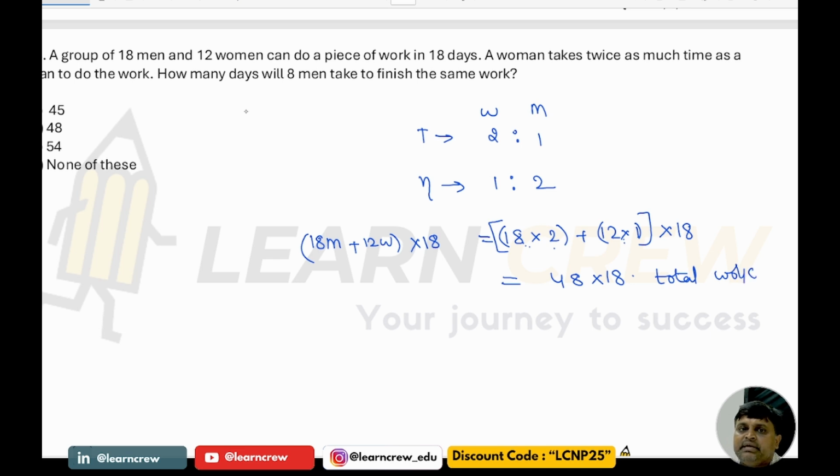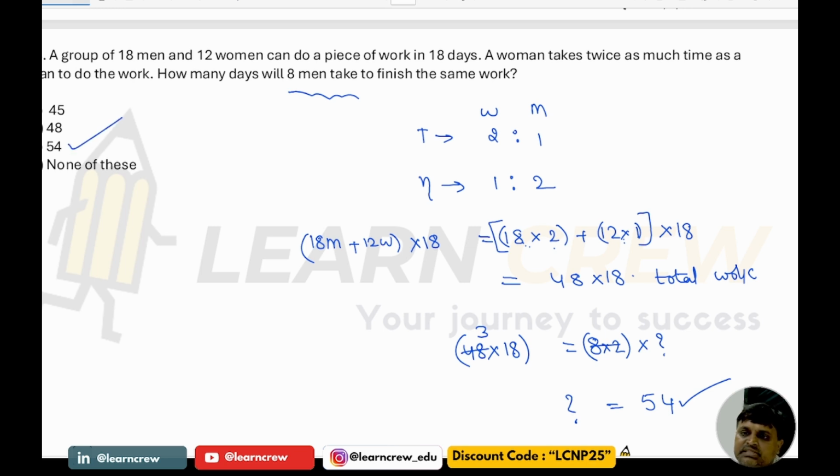This total work can be completed by 8 men in how many days? This 48 into 18 is completed by 8 men in how many days? How many days is the question. So here men means how much? Man efficiency I have taken as 2. So 8 into 2, 16. 16 3s are 48. So 18 3s are 54. Thereby the answer would be 54.